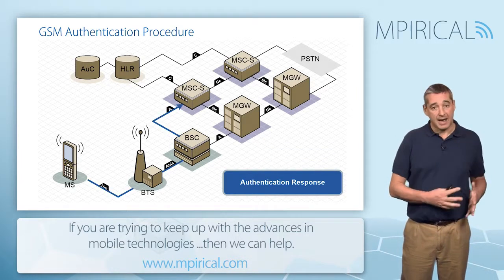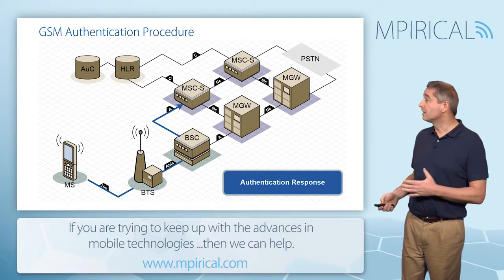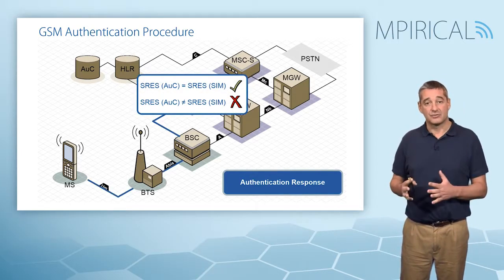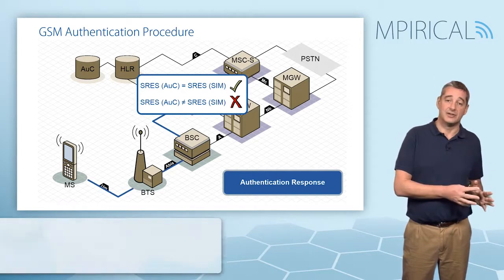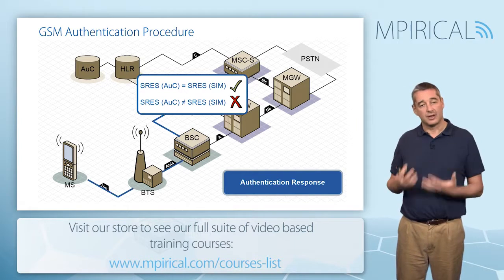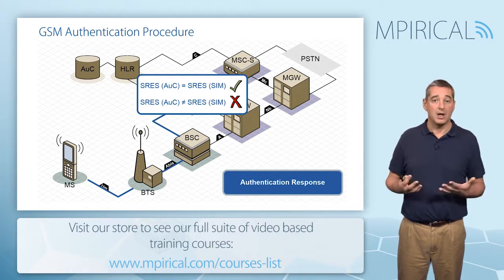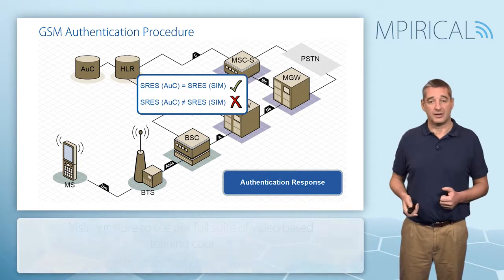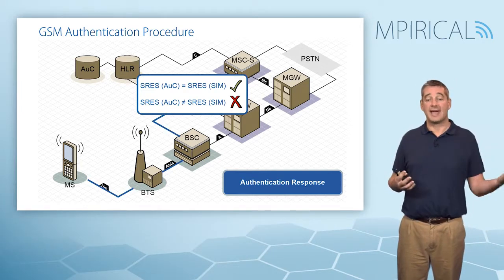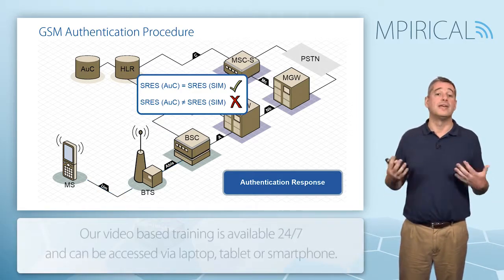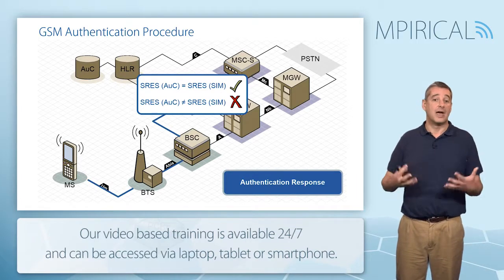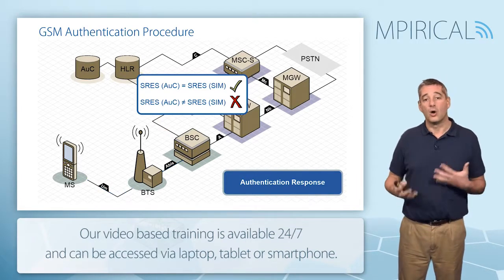The SRES then is passed all the way back up to the MSC server, where we can now carry out a comparison. Is the SRES, which was generated inside the SIM card, equal to the SRES that was generated inside the authentication center? If they are, well then the phone has just been successfully authenticated. If they are not, then typically it's down to either the KI values not being consistent or the A3 values not being consistent. And again, these are secret numbers and therefore would suggest a cloned or a false SIM card.